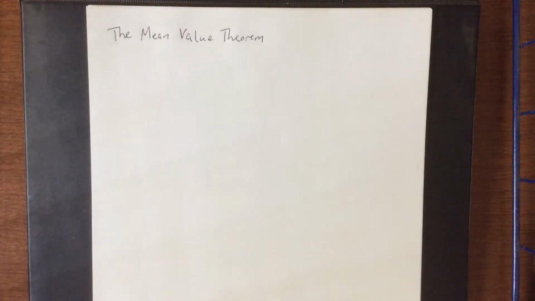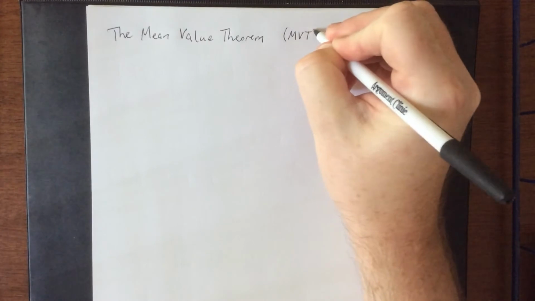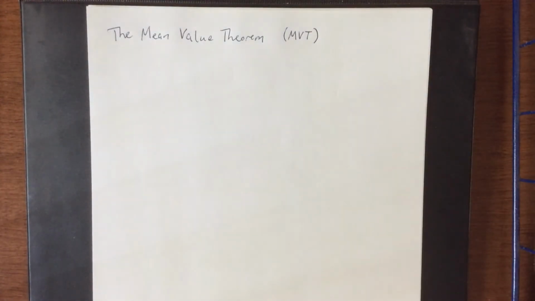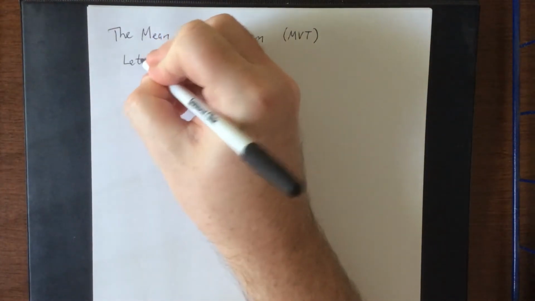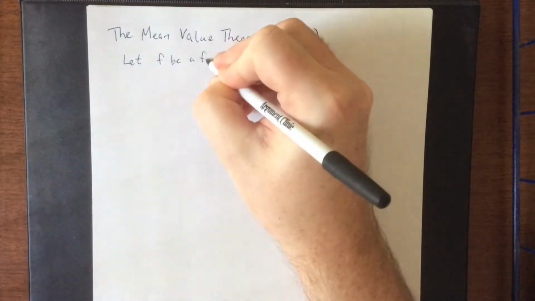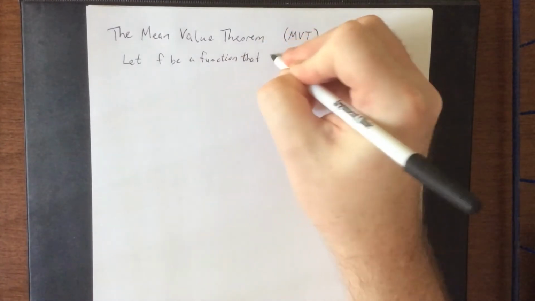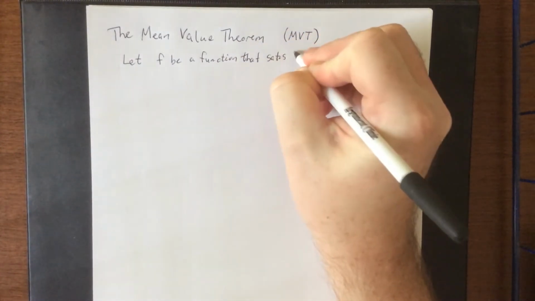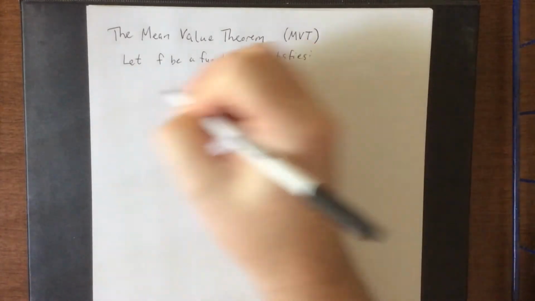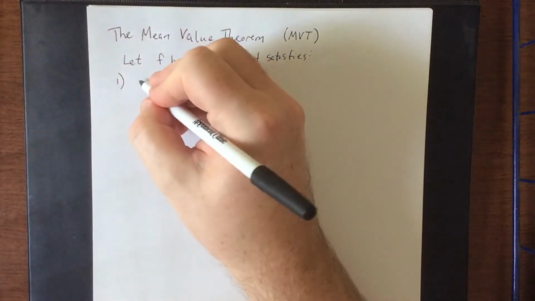Now that we've successfully introduced Rolle's theorem, I'd like to make you aware that Rolle's theorem is actually a special case of another theorem. This one is referred to as the mean value theorem. The mean value theorem starts very similarly to Rolle's theorem. So let f be a function that satisfies the exact same two hypotheses as Rolle's theorem does.